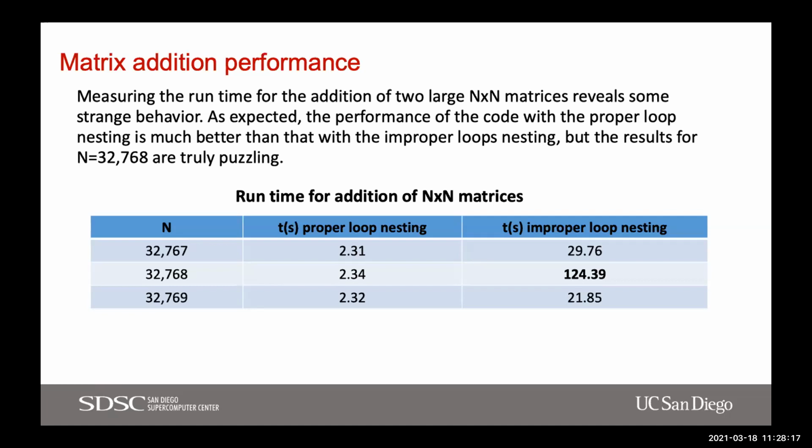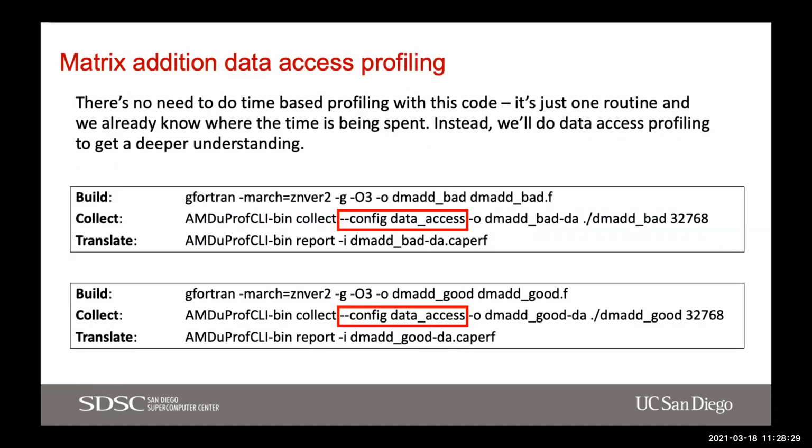But for the case of 32,768, it took, what is that, about 60 times longer, and considerably longer than the slightly smaller or slightly larger problem. So this is the case where data access profiling can give us a lot of insight. I don't need to do time-based profiling because it's just one routine and I already know where the time's being spent. But if I do data access profiling, maybe this will give us a deeper understanding.